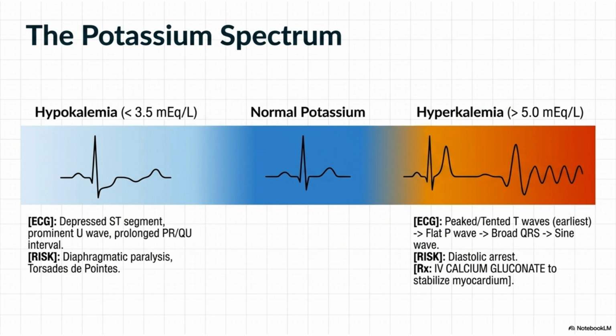Potassium is the heart's electrical stabilizer. Hypokalemia, less than 3.5, causes ST depression and prominent U waves. It puts the patient at risk for torsades. Hyperkalemia, greater than 5.0, is a medical emergency. You will see peaked T waves, the earliest sign, progressing to a wide QRS and eventually a sine wave. This leads to diastolic arrest. Treat immediately with IV calcium gluconate to stabilize the myocardium.